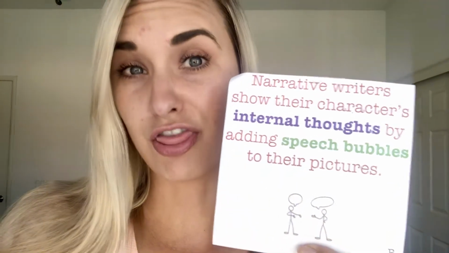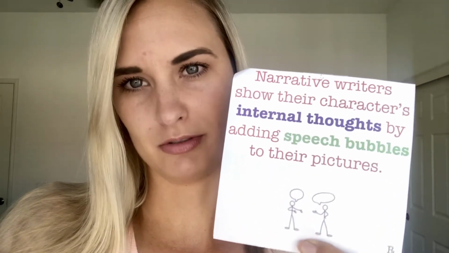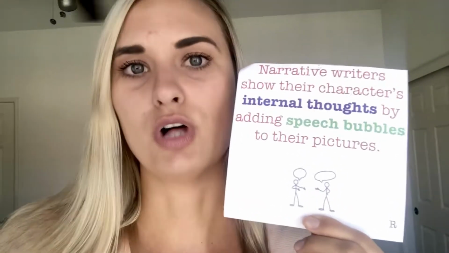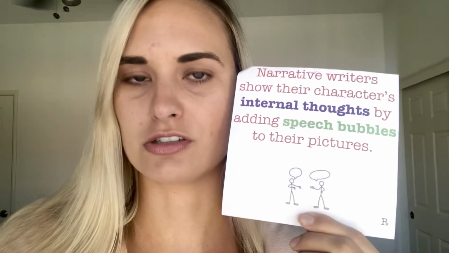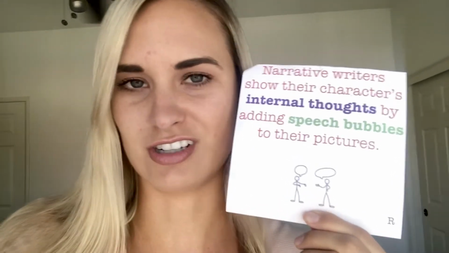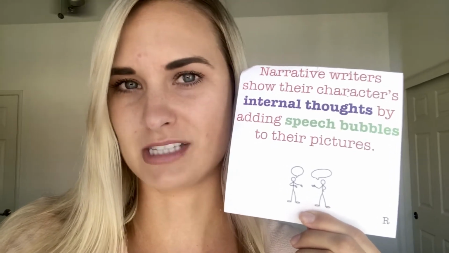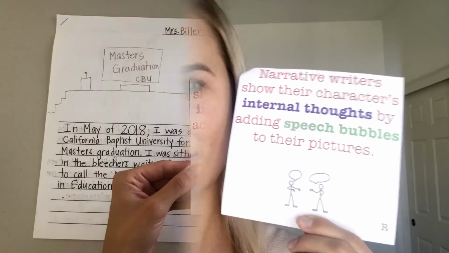Today, we will show our characters' internal thoughts by adding speech bubbles to our pictures. So today we're going to look at our pictures and we'll look at the story we've already written and maybe even add new stories. This is a skill that will go with us through narrative writing. We'll add speech bubbles to our pictures. So we'll think about what our characters are saying or would be saying in this story. That way our readers better understand what's happening in our story. So I will show you how to add speech bubbles that tell your reader more in the next video.